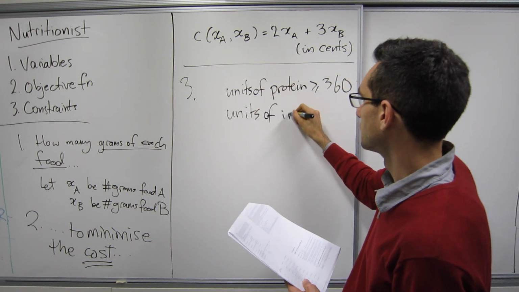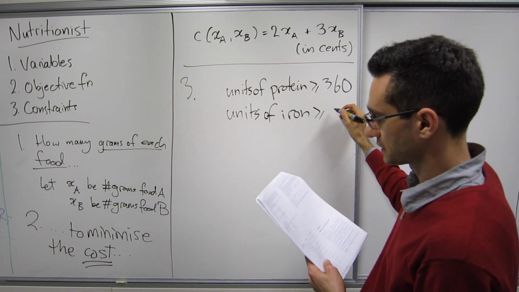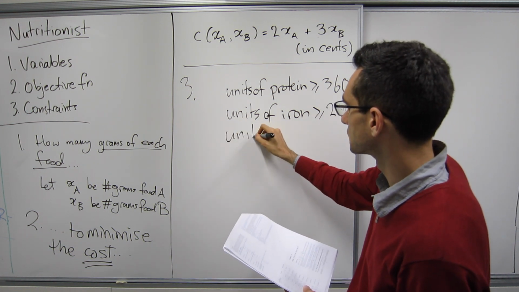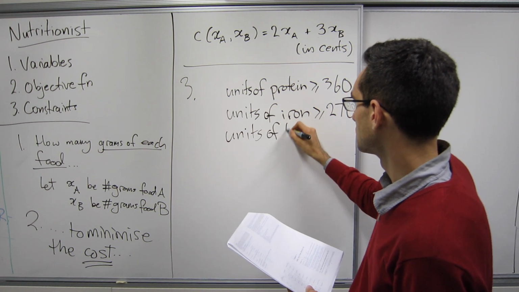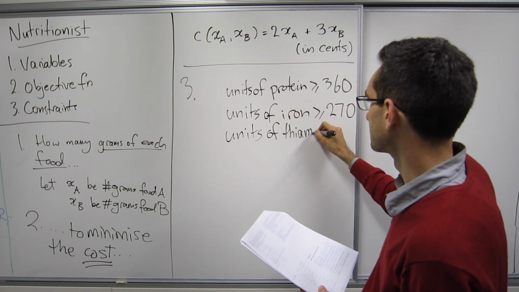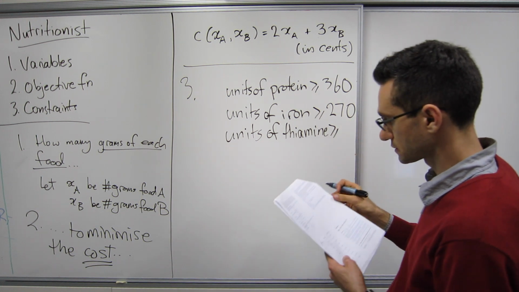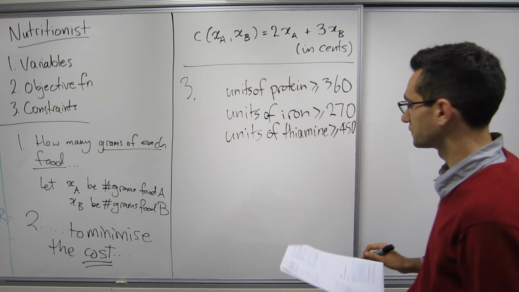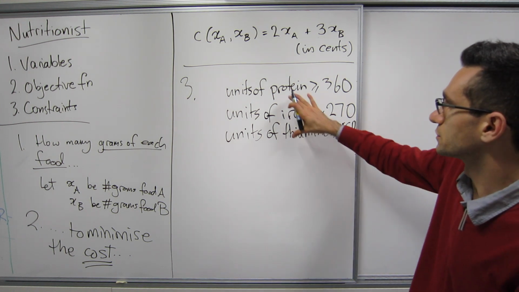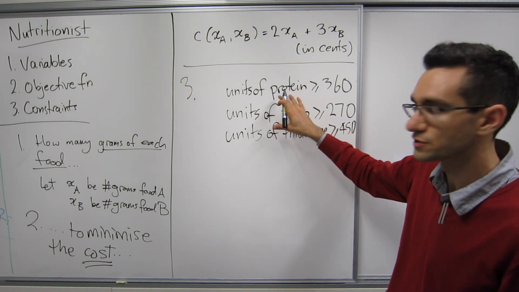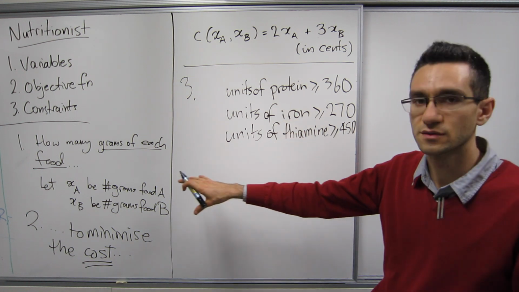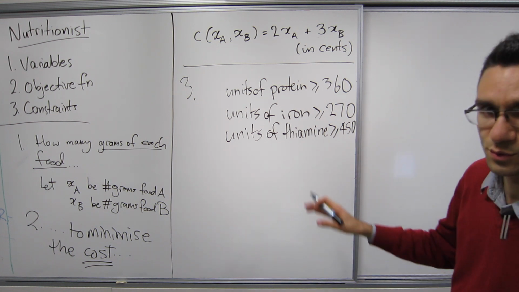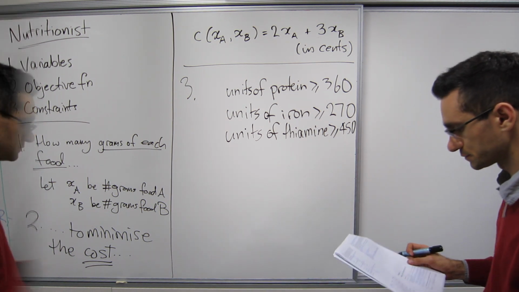And likewise, we want units of iron has to be at least 270, and units of thiamine has to be at least 450. And so if we figure out what the units of protein, iron and thiamine are in terms of how many grams of each food, then we'll have our constraints, as well as possible non-negativity constraints.